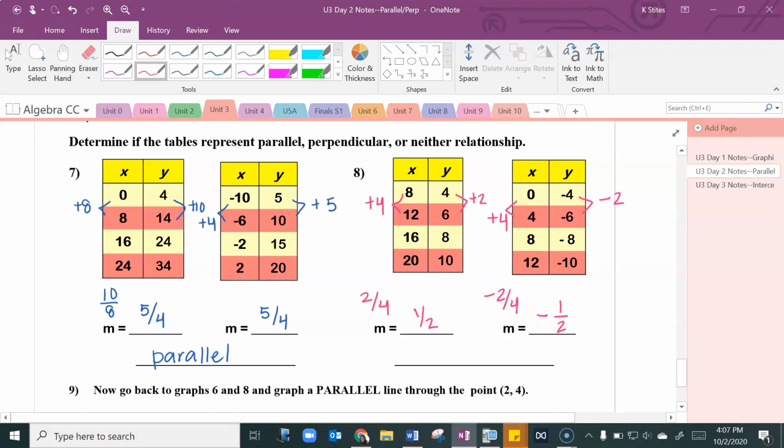Now, these are opposites, but they're not reciprocals. Notice how we didn't flip the number over, we just changed the sign. That means this is a neither. It's not parallel or perpendicular.